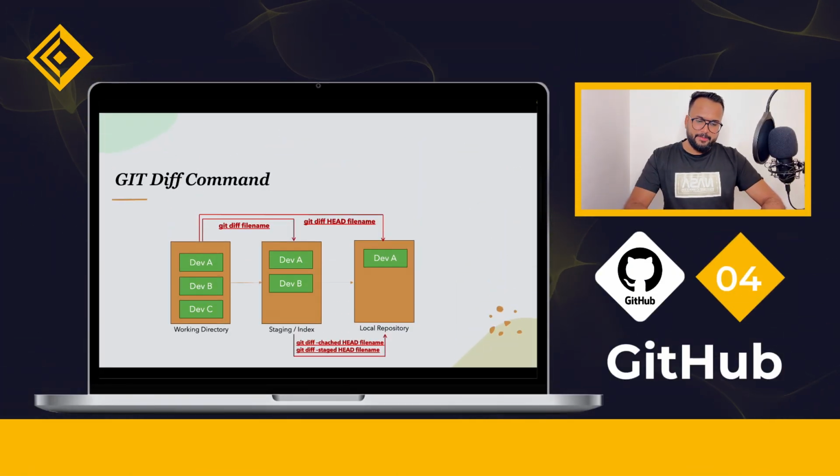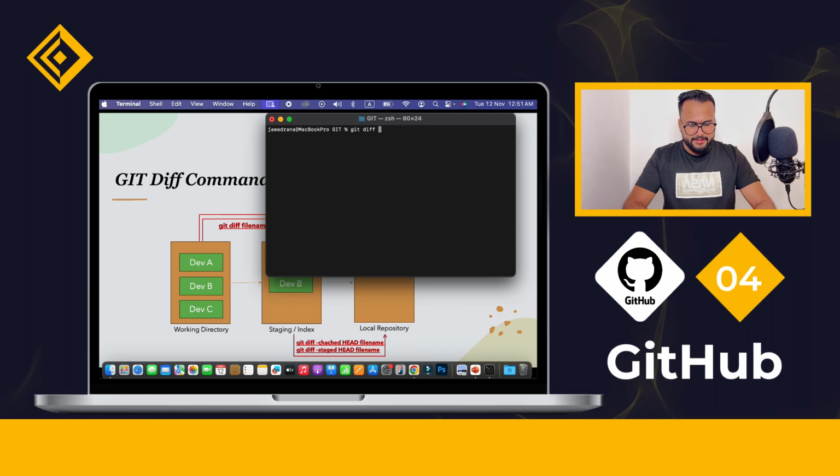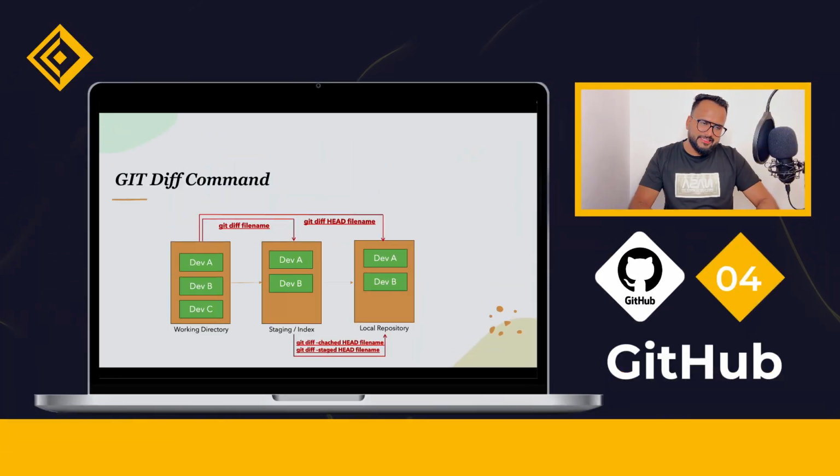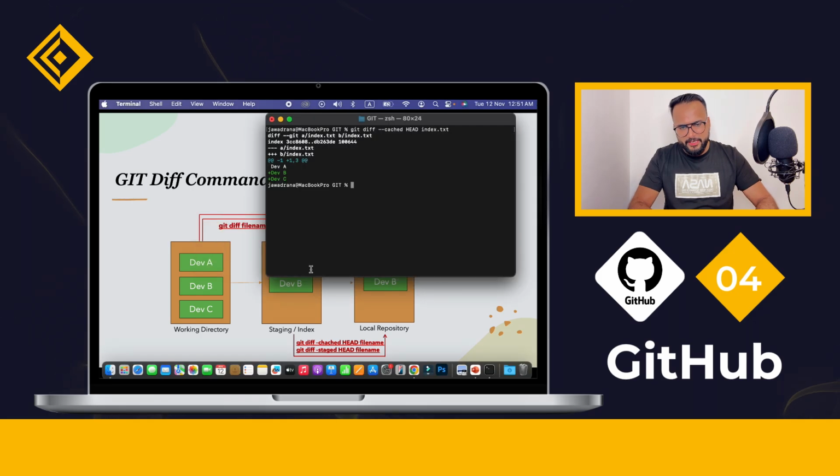Let's check another command. That is git diff --cached HEAD and my index.txt. So this is another way to check the difference between the index and the local repository. We are seeing the same differences: in my index there are three lines of code available, that is dev A, dev B and dev C, but inside my local repository I have only dev A available there.